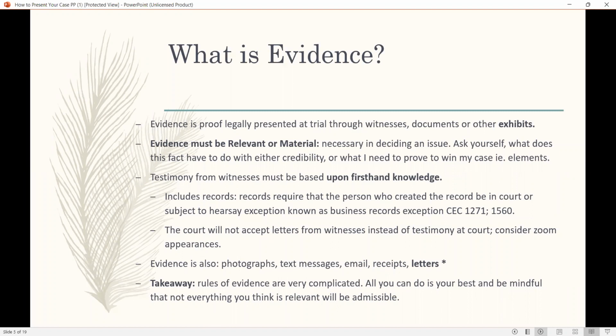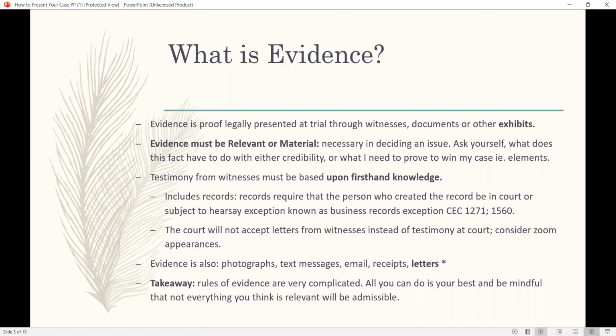Like I said, testimony from a witness, that's evidence, but it must be based upon firsthand knowledge. So firsthand knowledge means that you were there to observe it, or your witness was there to observe it, either by seeing it, smelling it, hearing it. It can't be evidence of what someone else said, what someone else told you, or something that you're imagining or speculating. Evidence also includes records.